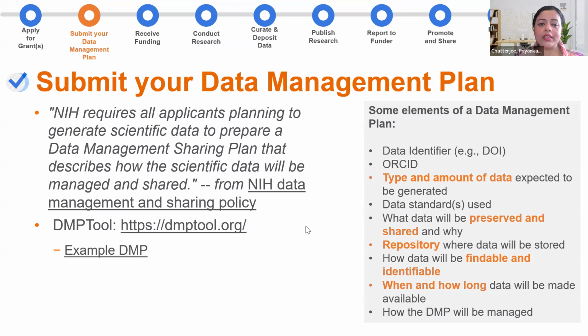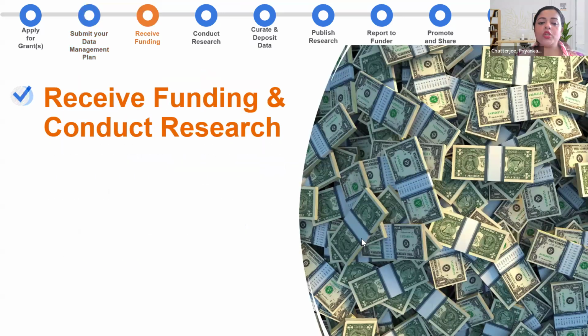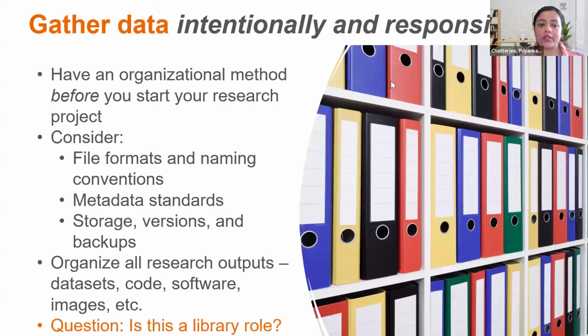Now, after we fill this and we submit it to our funder or to our grant system, then we will move to our third step, which is the receiving of funding. Right? After you have submitted your research data management plan, then you receive your funding. And once you have your funding, then you start conducting your research.